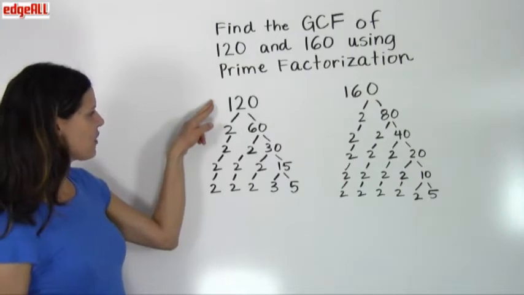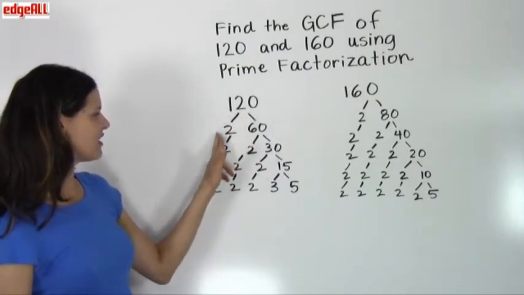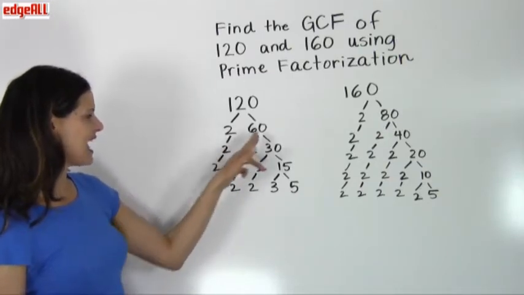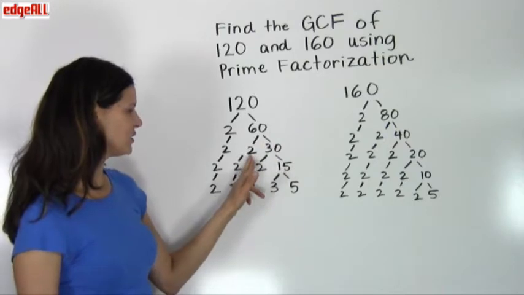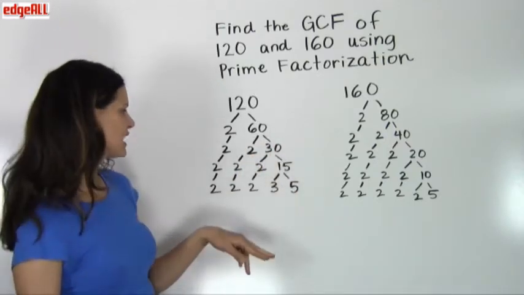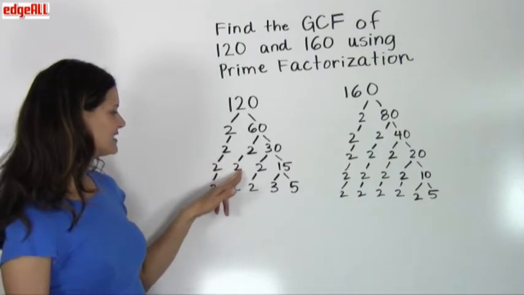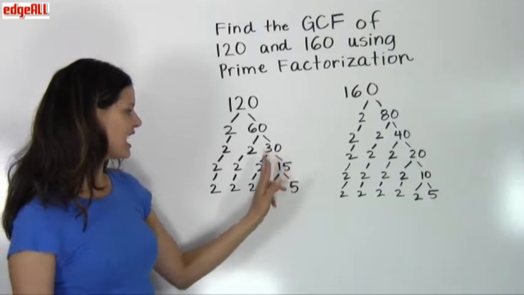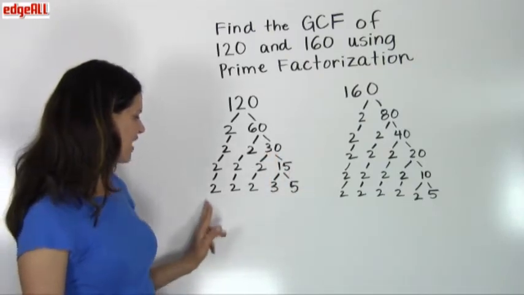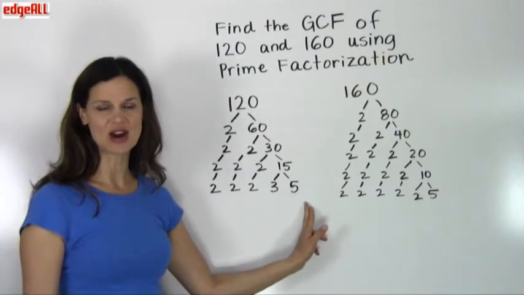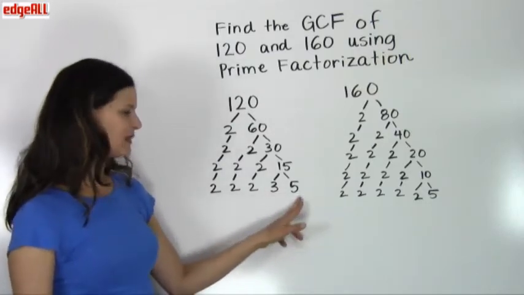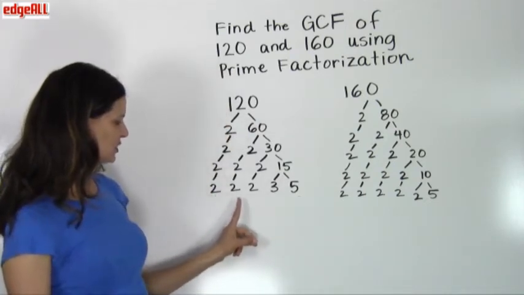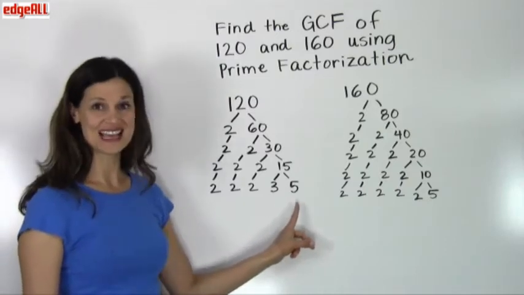So in my 120, I divided out a 2 and got 2 times 60. So 2 is a prime and I leave it, and my 60 I've divided down to 2 times 30. The 2's all remain as they are because they are prime numbers, and we then divide out a 2 from 30 and have 2 times 15. And finally, our last level of this pyramid is the prime factorization of 120, which is 2 times 2 times 2 times 3 times 5.